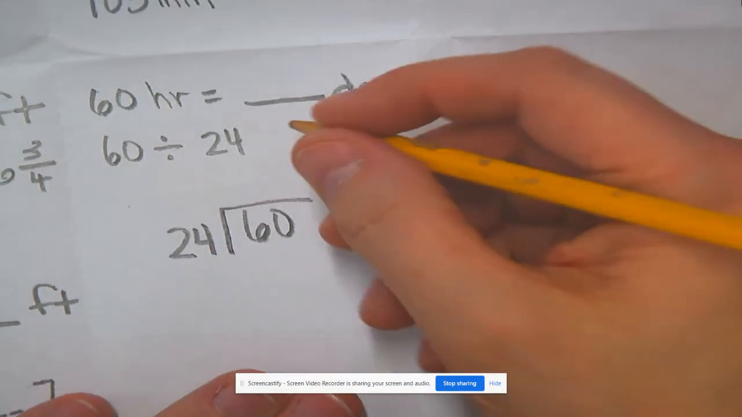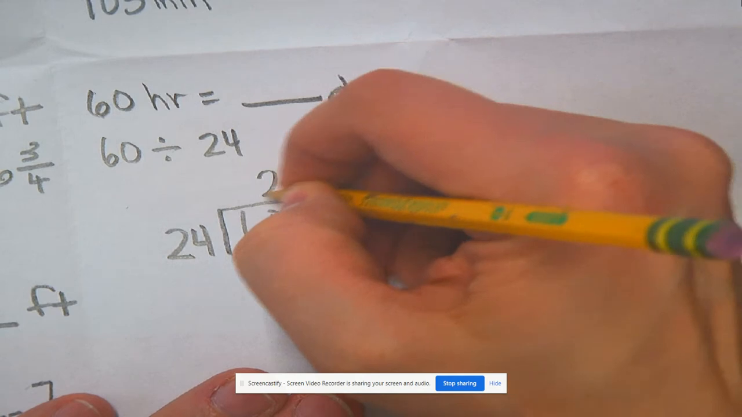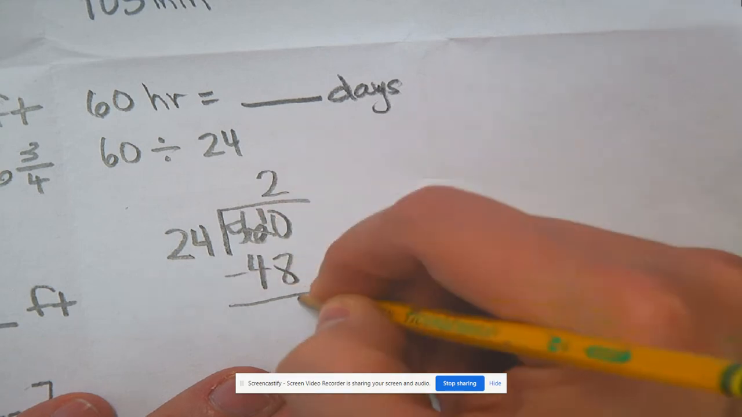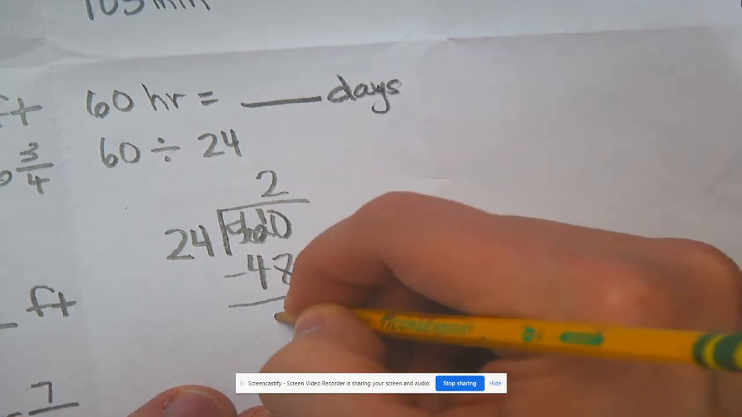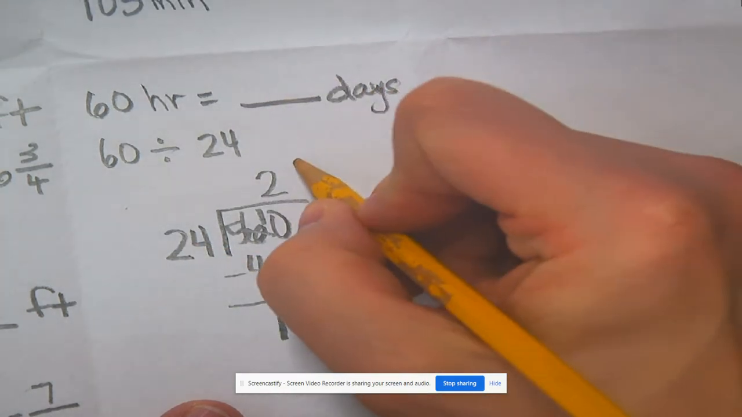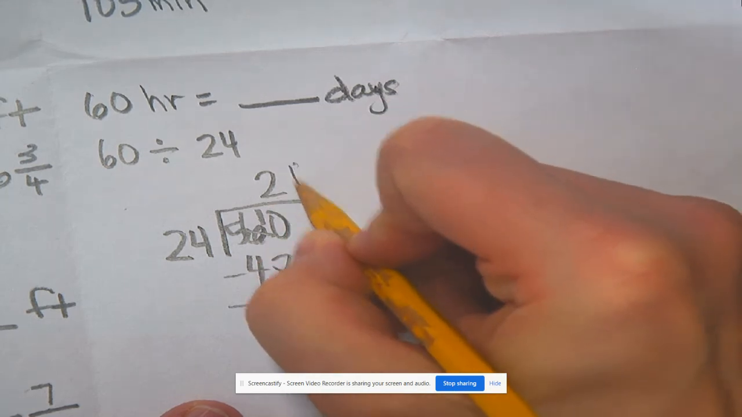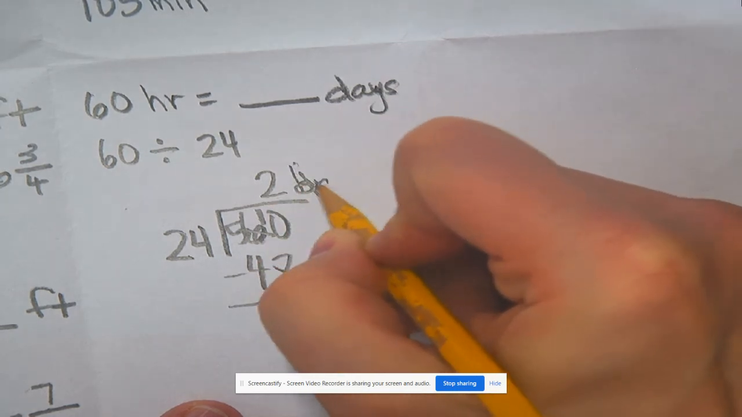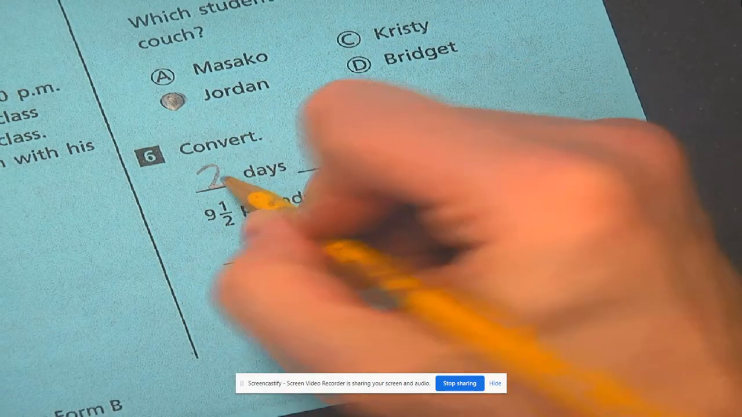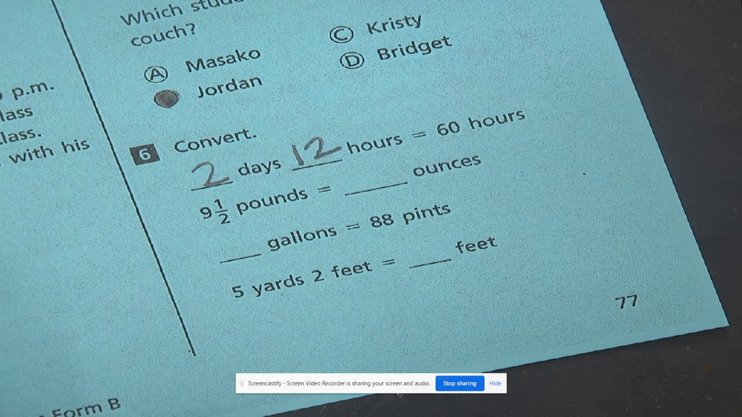Okay, what did we get? 60 divided by 24 is what? 2. 2 times 24 is 48. 10 minus 8 is 2, and 5 minus 4 is 1. So can we take out another 24? No. So that becomes 2 days and 12 hours. Good. Okay, next one, 9.5 pounds equals how many ounces?